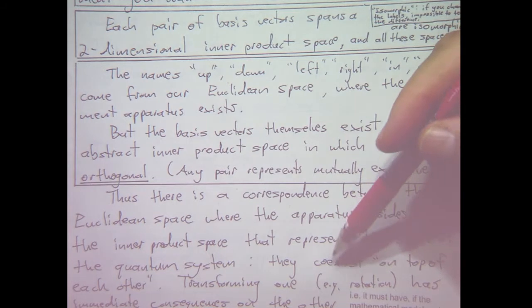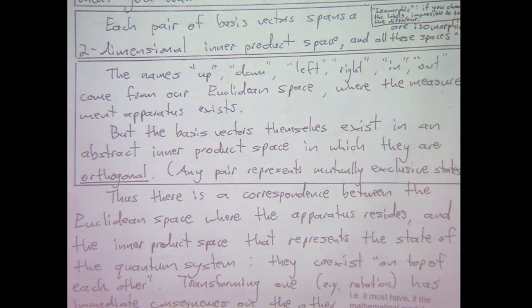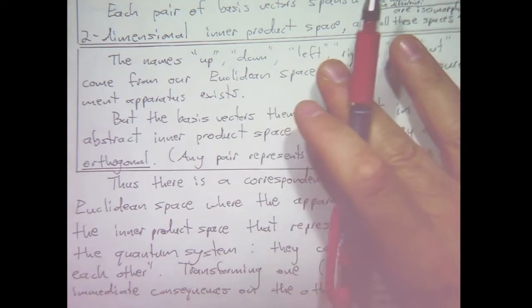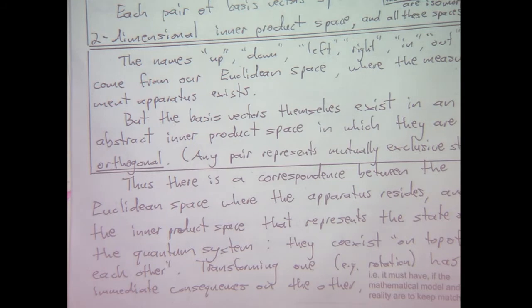And if you transform one of them, say, if you rotate the apparatus, then you have to also, at the same time, rotate the inner product space that you use to represent the particles, the system. Otherwise, the mathematical model will not match the experimental reality.